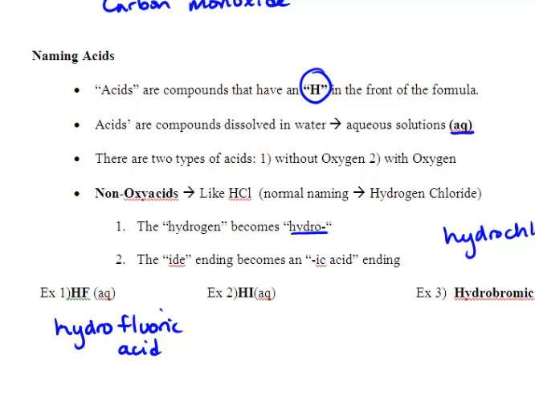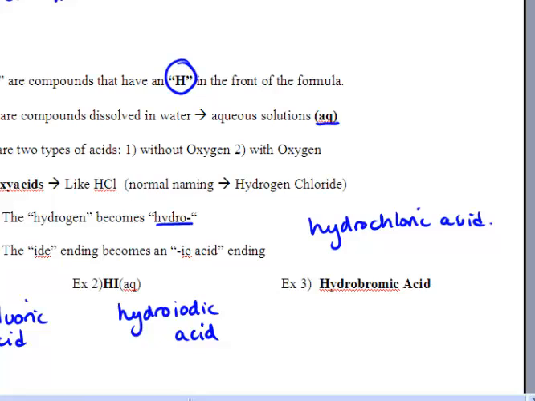Next we've got HI. So that would be hydrogen iodide. And when it's in an aqueous solution, we're going to have hydroiodic acid. And finally we've got hydrobromic acid, so we're going from a name to a formula right now, and we've just got HBr.